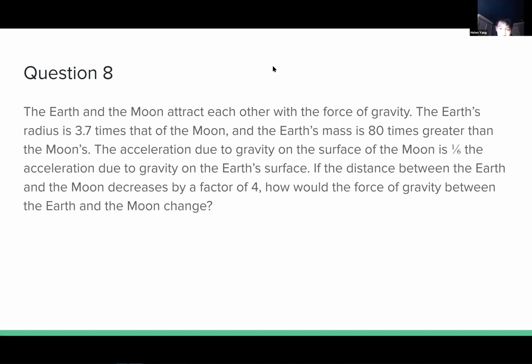Okay, so for this question, it gives you a lot of information. It says the Earth and the Moon attract each other with the force of gravity. The Earth's radius is 3.7 times that of the Moon, and the Earth's mass is 80 times greater than the Moon's. The acceleration due to gravity on the surface of the Moon is 1/6 the acceleration due to gravity on the Earth's surface. If the distance between the Earth and the Moon is decreased by a factor of 4, how would the force of gravity between them change?